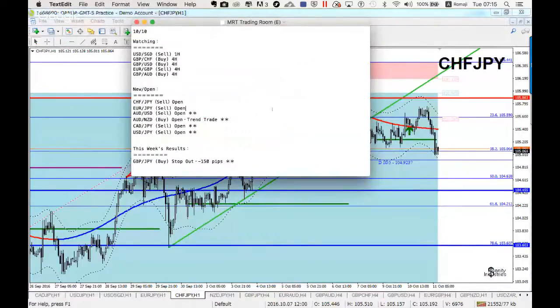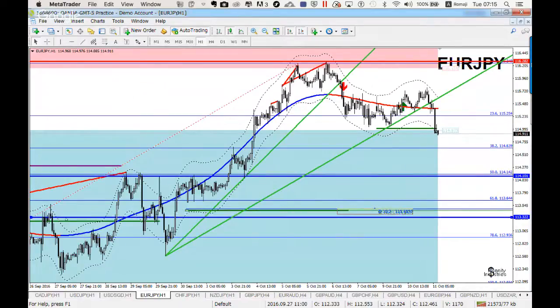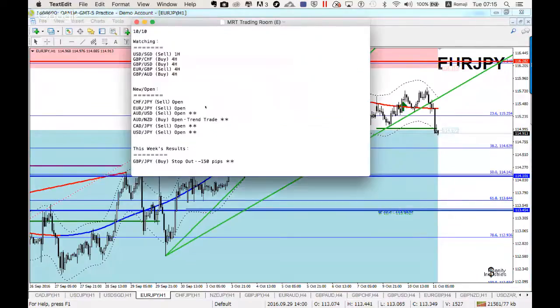It's doing well. Euro yen sell, very similar situation. It had retraced towards its stop, which I'd set at the recent high here, and now it's dropped and made a new low. Initial profit target is the monthly pivot at 114.1050. Final profit target at the weekly pivot, if I could find it here. Here it is at 113.478. And that is open, and it's proceeding according to plan.